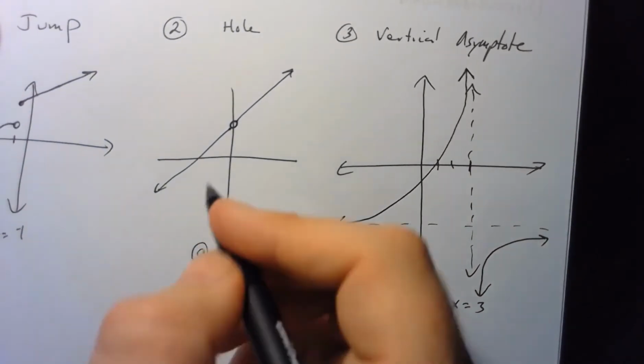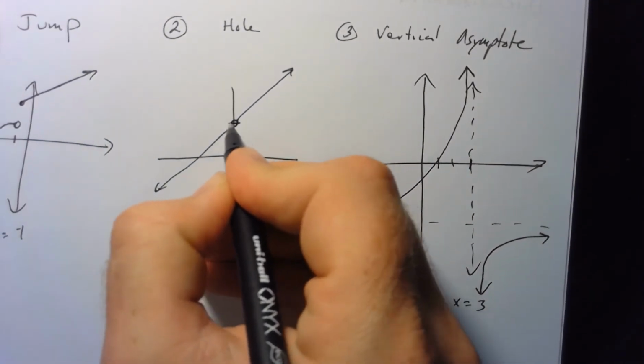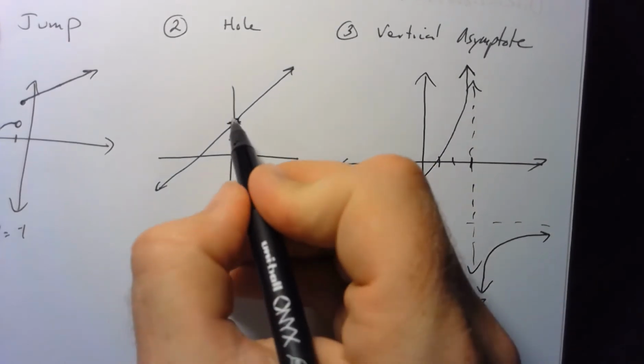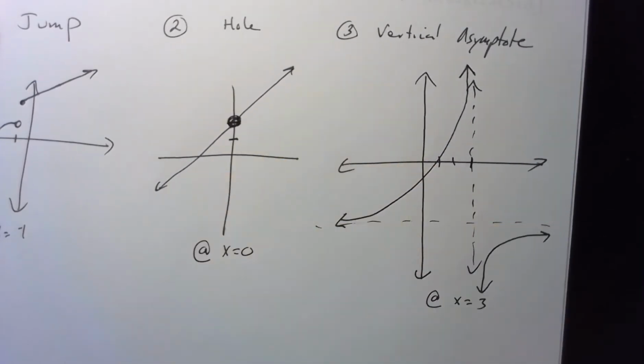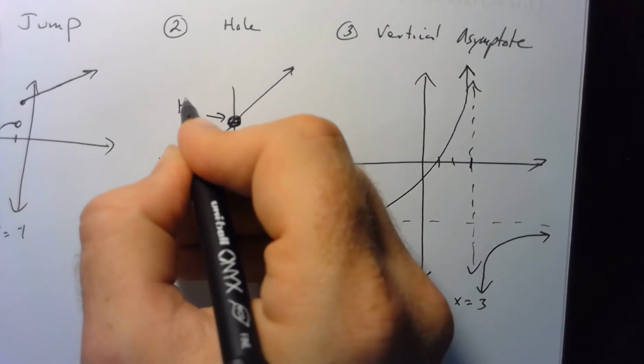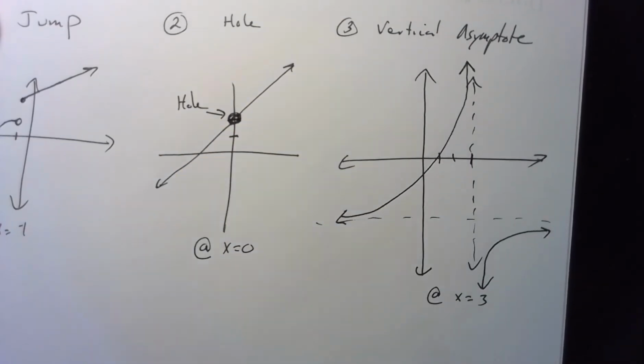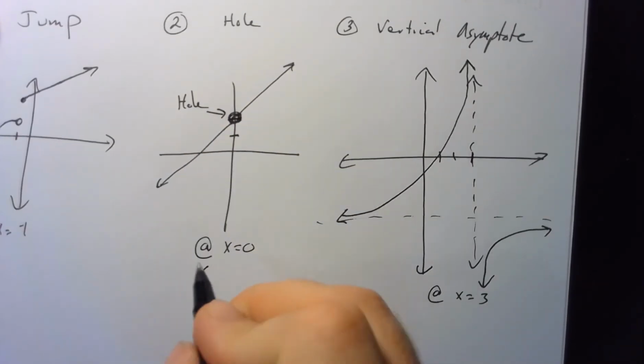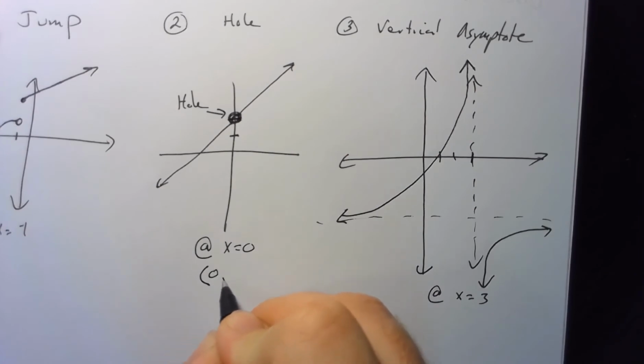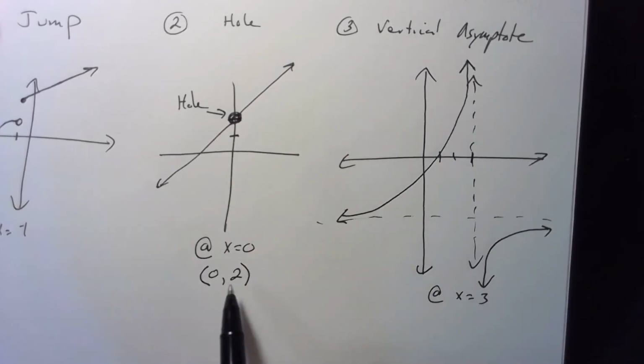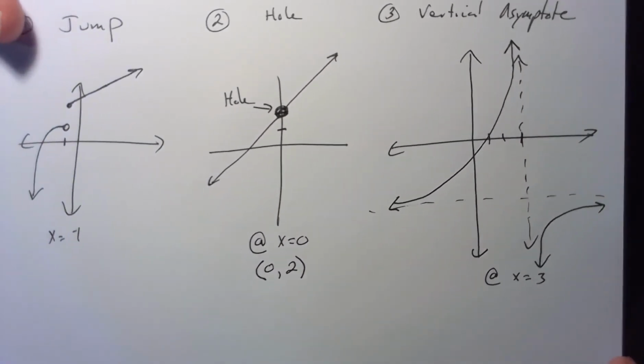For a hole, on the other hand, you should actually identify what that y value is, and it looks like I filled that in, but that's a hole right there. So we should be very clear about where the hole exists, being x equals 0, but the y value being 2. Meaning that this point on the graph doesn't actually exist on that graph.